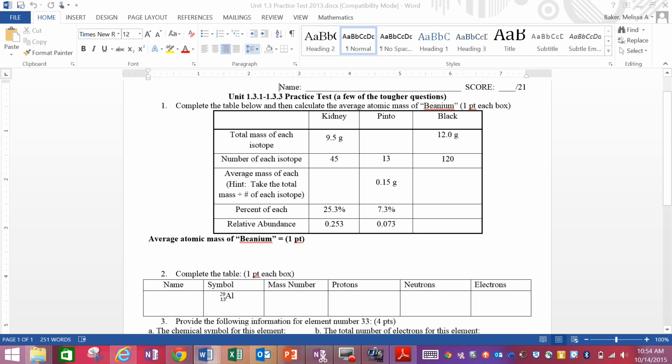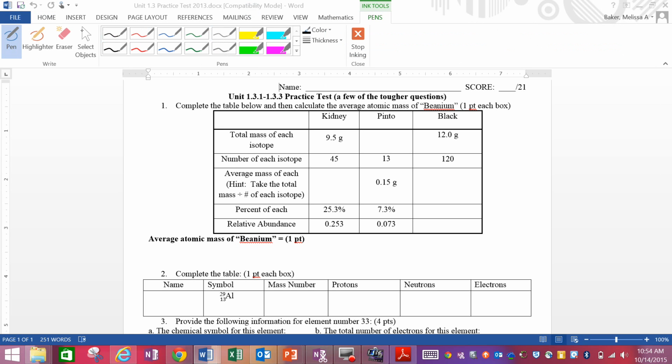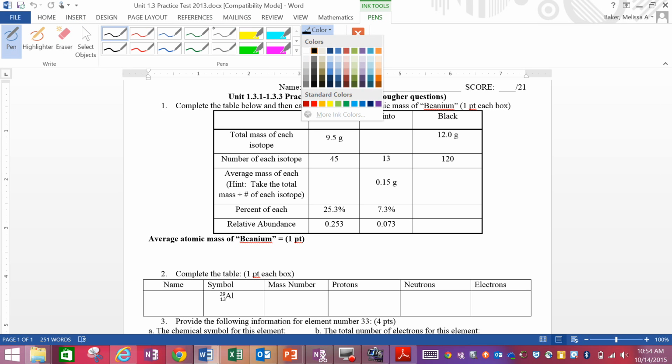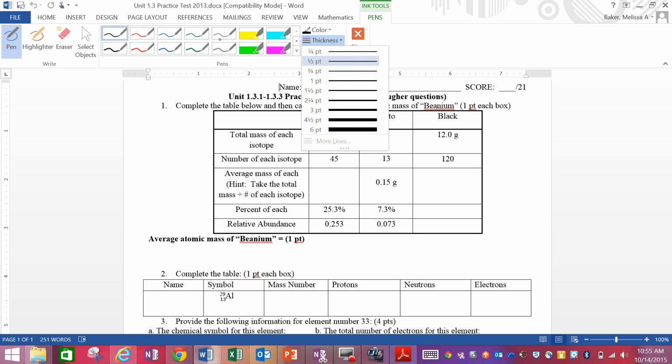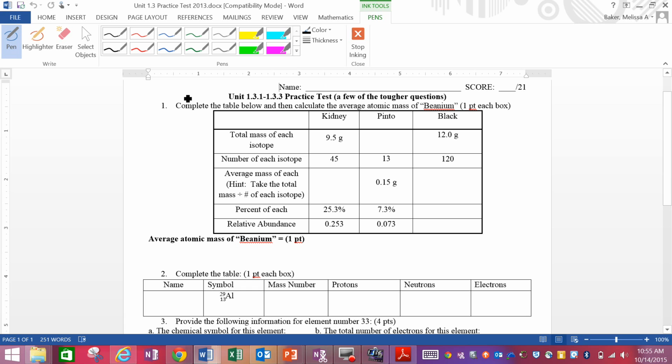All right, let's take a look at the practice test together. When you first look at this table in number 1, you might say to yourself, what the heck is going on? But don't give up before you start. What this is saying is you've got this fake element benium, and they're representing 3 different isotopes of benium with kidney beans, pinto beans, and black beans. Your job is to calculate the average atomic mass of benium.